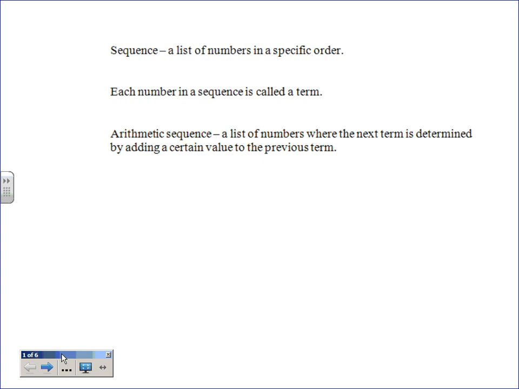It's just a list of numbers in a particular order. Basically there should be some pattern from one term to the next, and that's all a sequence has to be. Each number in there is called a term. Some sequences I might stop at 4 terms, and some might go on indefinitely. And an arithmetic sequence is basically you have to add by a certain value each time. So that's pretty straightforward.